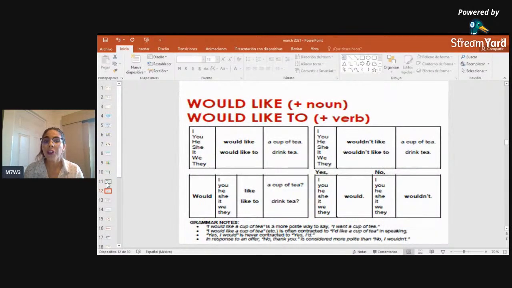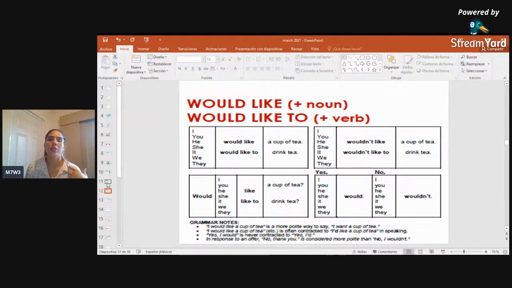And after this, we have would. After the would, we have to include the verb. There is just a rule to follow. Hay una reglita nada más que cuidar. ¿Por qué? Porque normalmente o comúnmente el would está casi siempre con like cuando queremos ofrecer algo, o ofrecer nuestra ayuda. Esto es polite, es como educado.